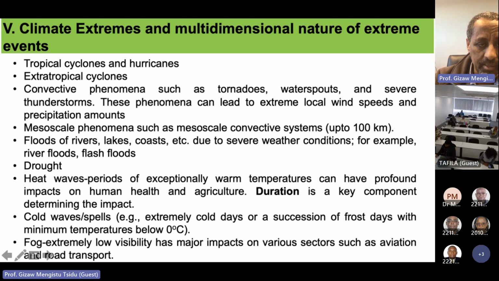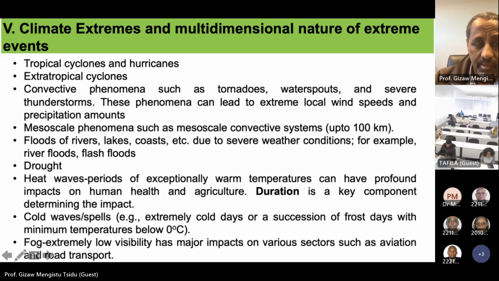Most of these, tropical cyclone, hurricane, extratropical cyclones, convective events like tornado, waterspouts, severe thunderstorms, they are all extreme. They may lead to extreme local wind speed. The impact comes from there. And extreme amount of precipitation. I will talk about this. I have an example from this region, but you have to wait for a few minutes before we reach there.